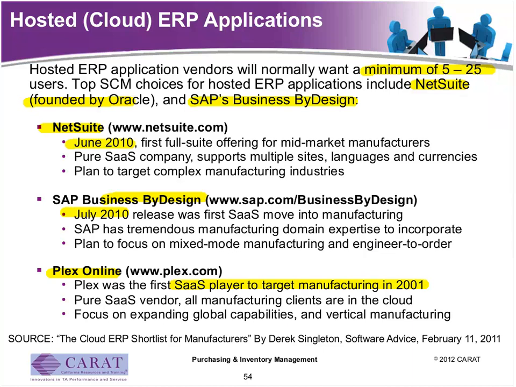NetSuite, again, is a pure SaaS company, supports multiple sites, languages, currencies, and they've got a plan in place to target complex manufacturing industries. SAP obviously has tremendous manufacturing domain expertise. Their next plan is to focus on mixed mode manufacturing and engineered to order. Plex Online has been focusing on global capabilities and vertical manufacturing. And again, this is hosted cloud or software as a service, and those three terms are roughly synonymous. So whenever you hear one, you can think of this application family.